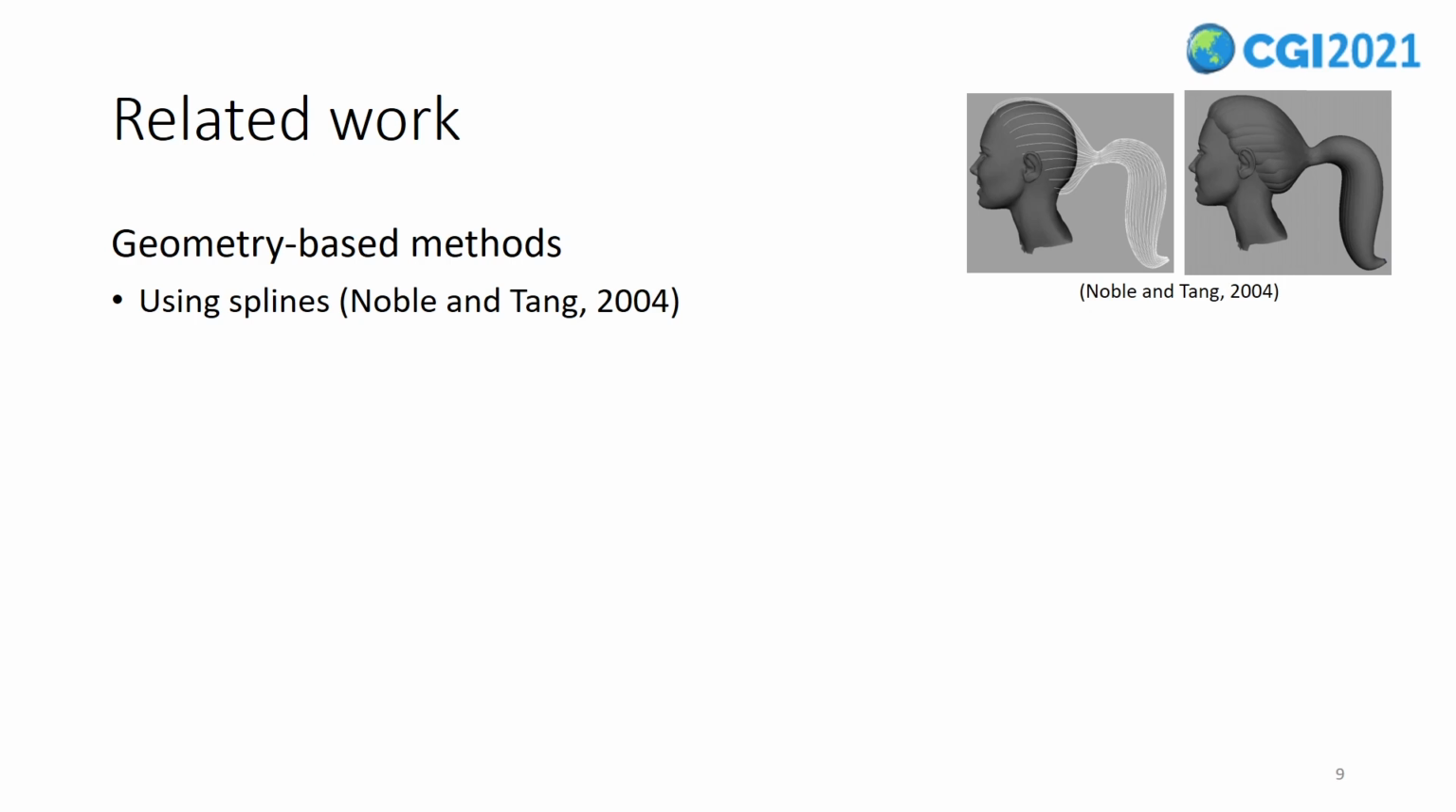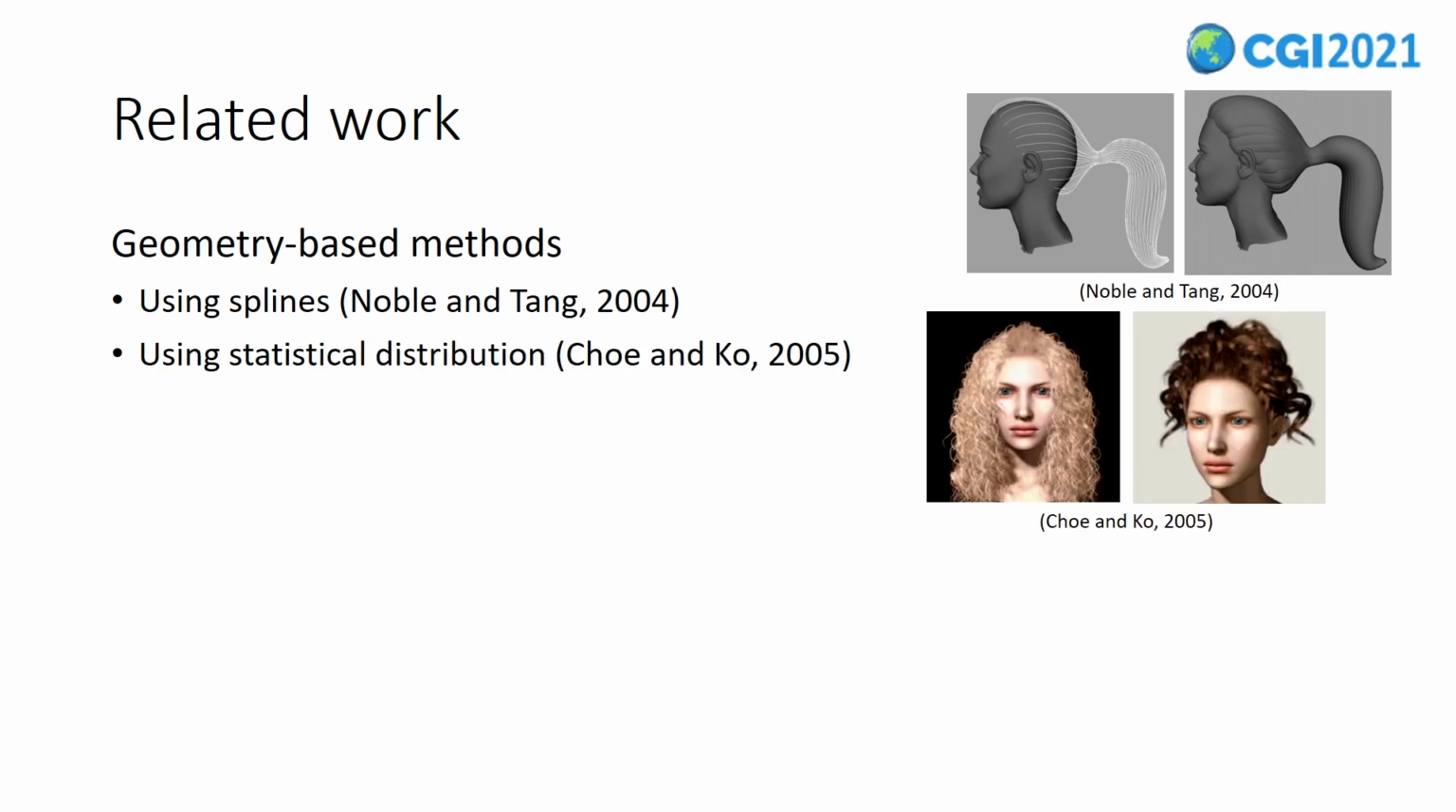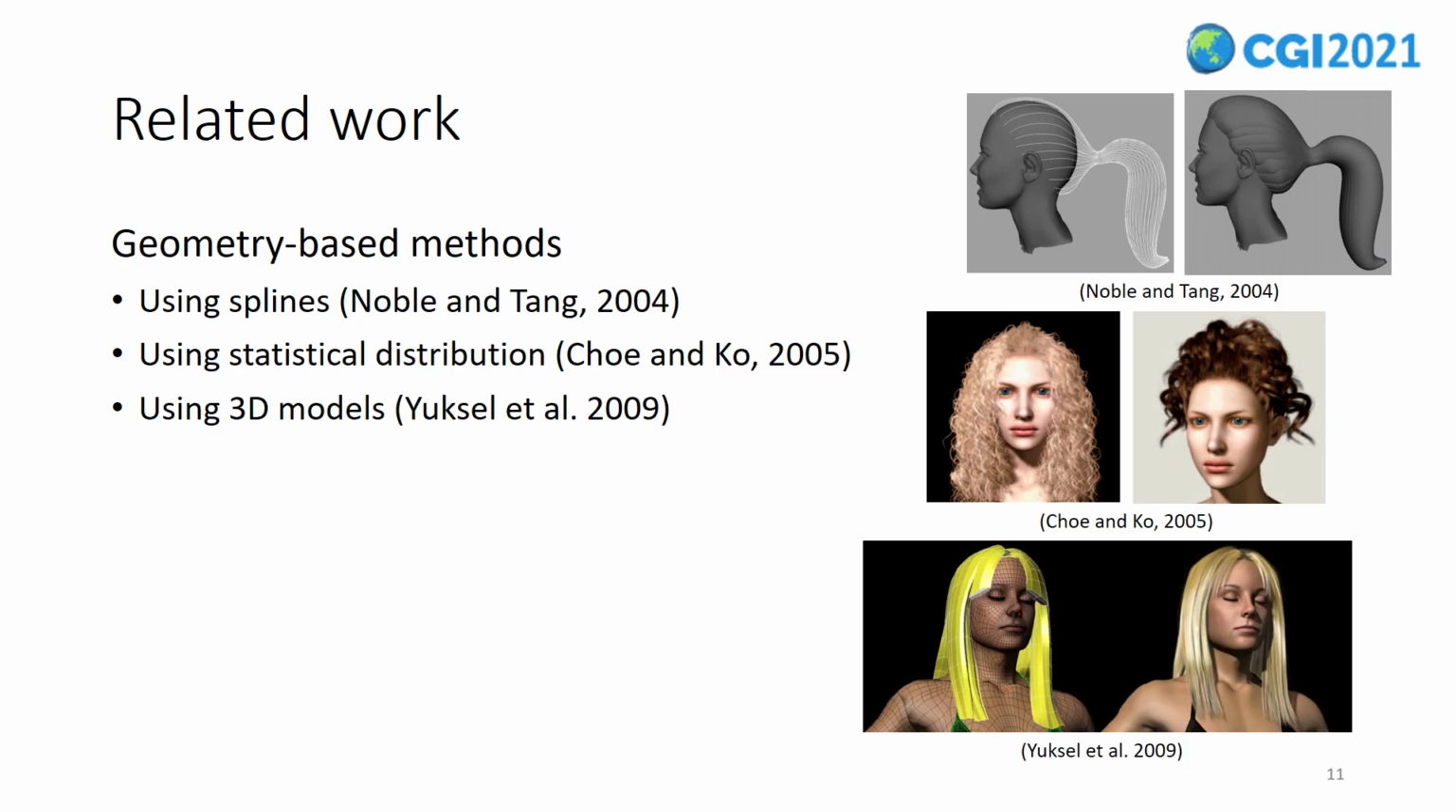For example, one could use splines to generate geometry along the splines, and these splines would be placed manually by the artists. Then there are methods that use statistical distribution, where the user will use a few parameters to generate a whole hairstyle. And last but not least, there are methods that use a 3D model, such as Yüksel et al., which is based on a mesh constrained to different inputs of the user, and will use a constrained mesh to generate individual hair strands inside the mesh.